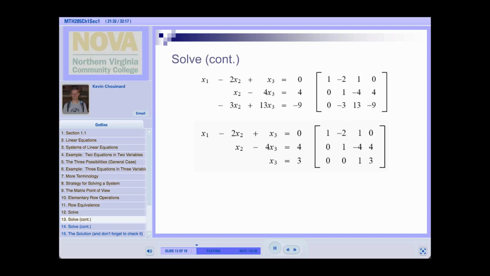Furthermore now, we've got a pretty nice third row here. In fact, we have a triangle here where you have sort of 1s on the diagonal and 0s below it, and that's a terrific setup to work from.